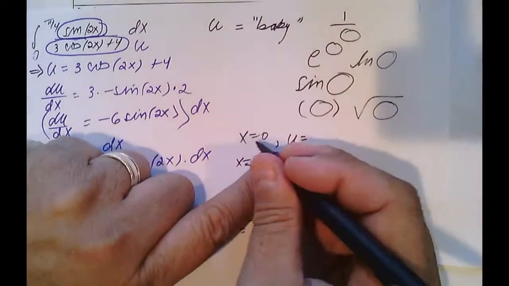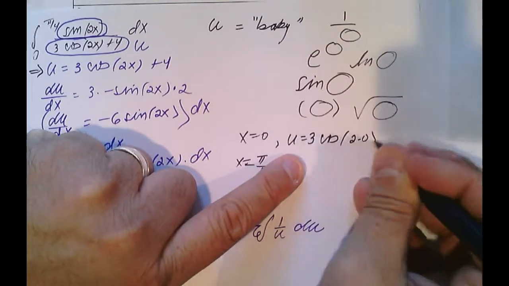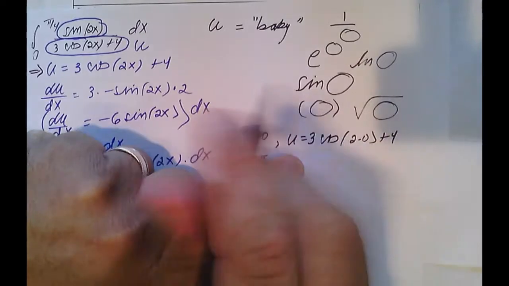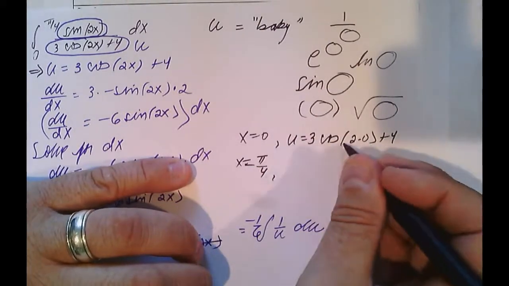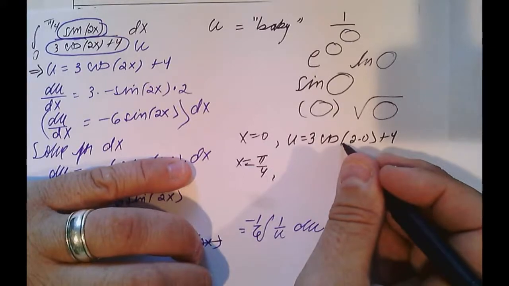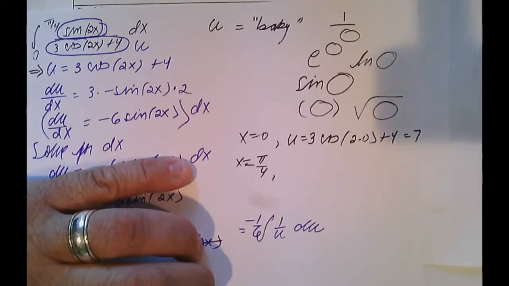If x is equal to 0, then u is 3 times cosine of 2 times 0 plus 4. 2 times 0 is 0. The cosine of 0 is 1. Multiply that by 3 and add 4, you get 7.